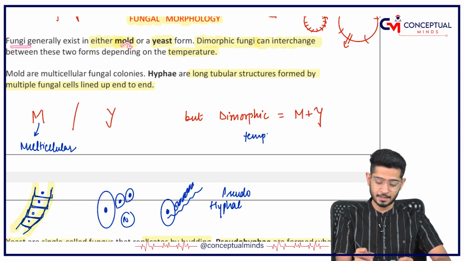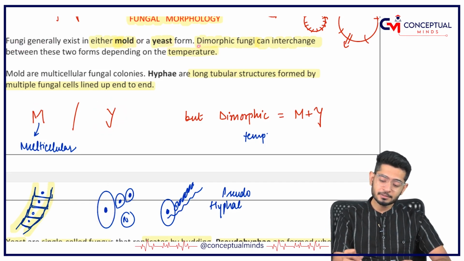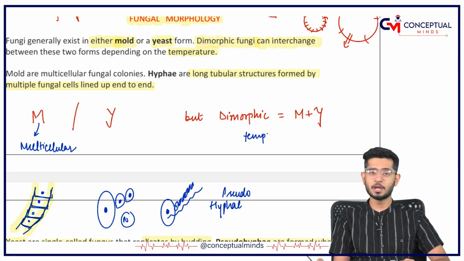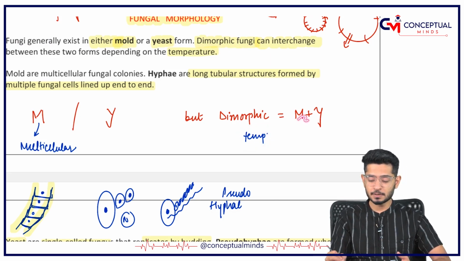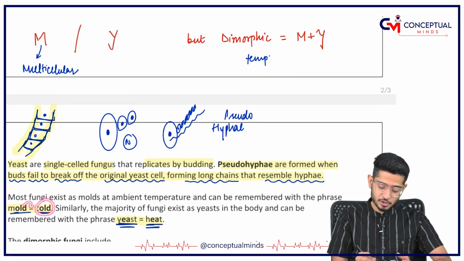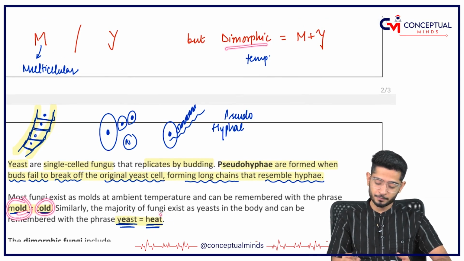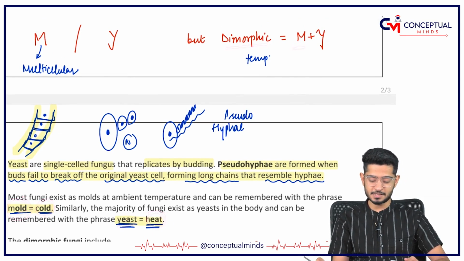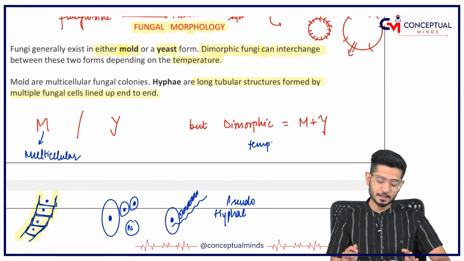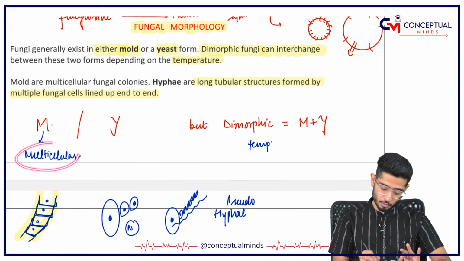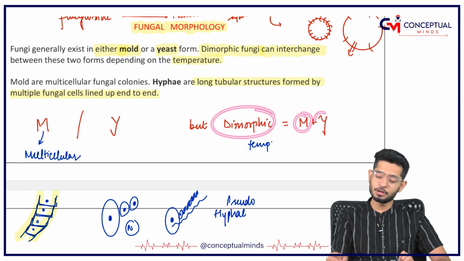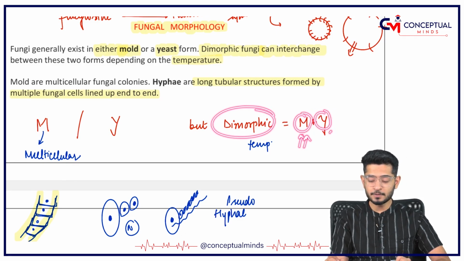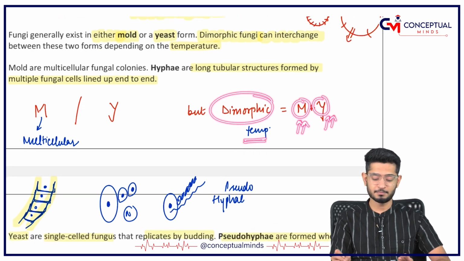Okay. So fungus can be mold, can be yeast, but there can be some dimorphic fungus also. Dimorphic fungus means mold and yeast both, depending upon the temperature. What does that mean? Remember, if it is cold, the dimorphic fungus will be mold. If it is heat, dimorphic fungus will be yeast. So simply speaking, a multicellular fungus is a mold, a unicellular fungus is a yeast, but dimorphic fungus can be mold or yeast. Mold if it is cold, yeast if it is heat.